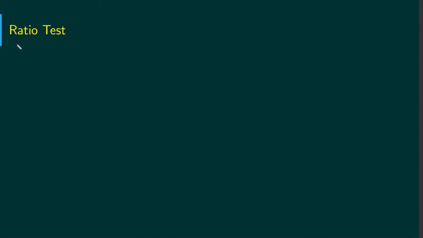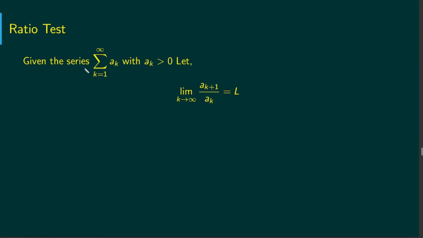Okay, let's look at another test, the ratio test. Given a series of positive numbers a_k, let the limit of a_{k+1} over a_k be L. Then depending on this L value, we can decide the convergence. Here a_{k+1} and a_k are both terms from this series.